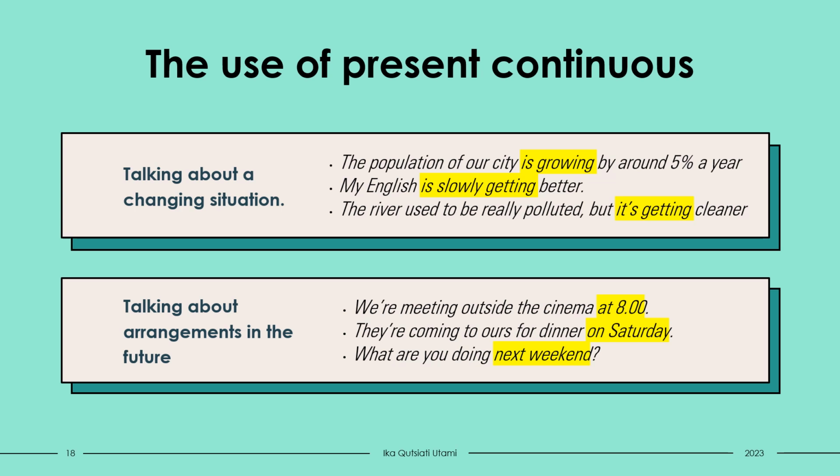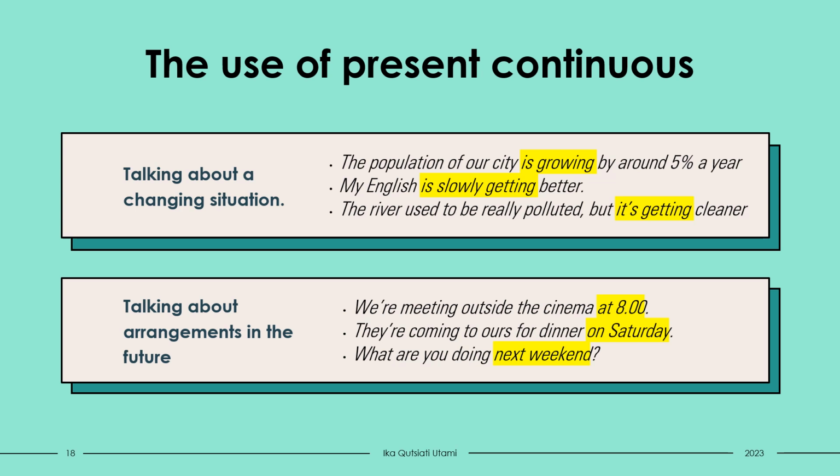Okay, now you can also use the present continuous to talk about a situation which is changing over time. For example, the population of our city is growing by around 5% a year. My English is slowly getting better. The river used to be really polluted, but it's getting cleaner.